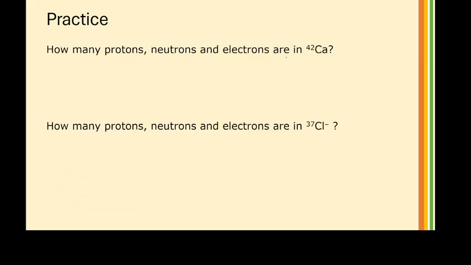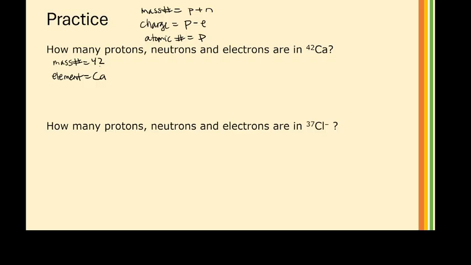How many protons, neutrons, and electrons are in calcium 42? So I know that the mass number equals 42, and I know the element equals calcium. Let's go through our facts. Remember, mass number equals protons plus neutrons. Charge equals the number of protons minus the number of electrons, because electrons are negatively charged, so I subtract the number of those. And I know that the atomic number is the number of protons. So those are my little facts that are going to help me along with this.